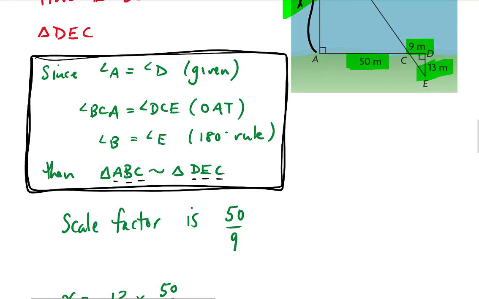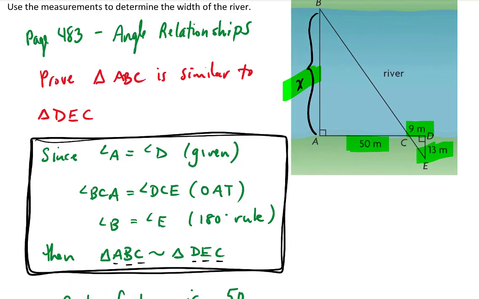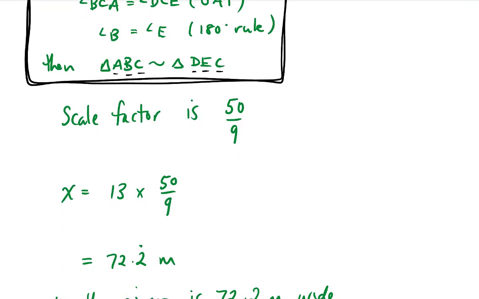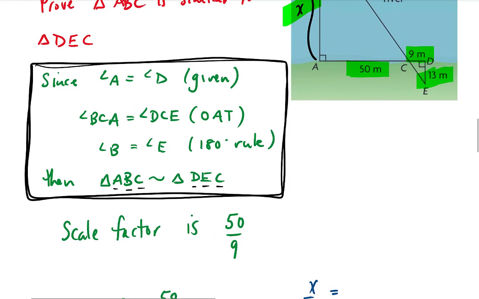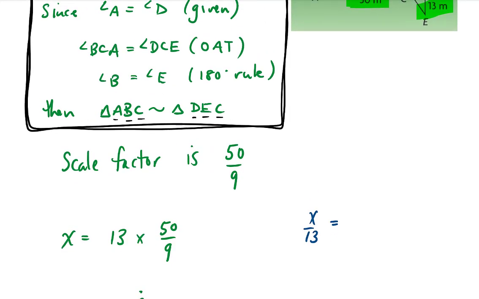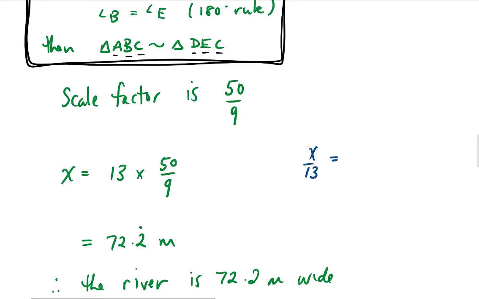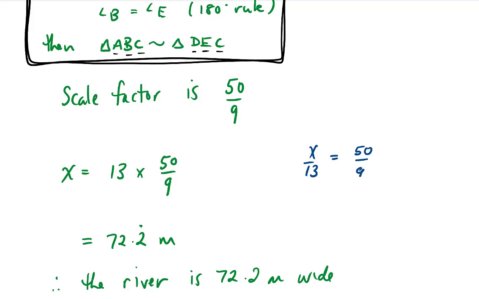If you prefer ratios, we can set it up that way. So we have the river's width is x, and its corresponding side length is 13. So x over 13 is equal to, again, we're starting with the big triangle over the small, and then we take the 50 over the 9, the corresponding sides along the river, 50 over 9. Multiply both sides by 13, and you get 13 times 50 over 9. The same thing we got by just multiplying by the scale factor.